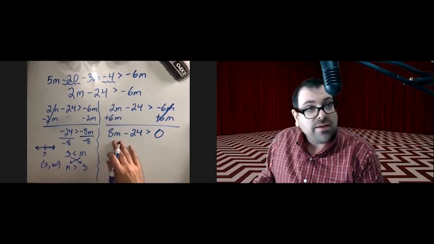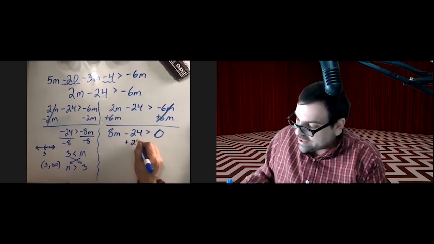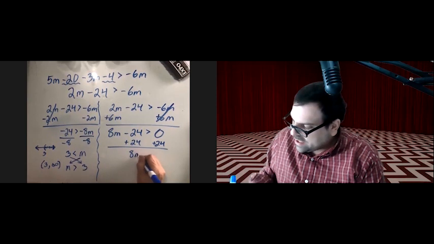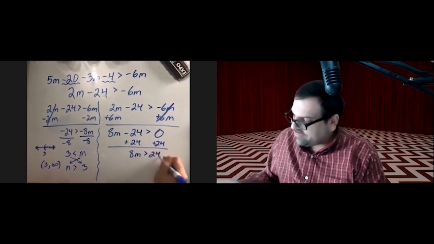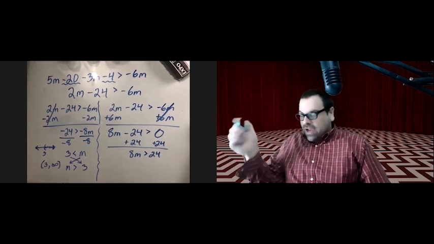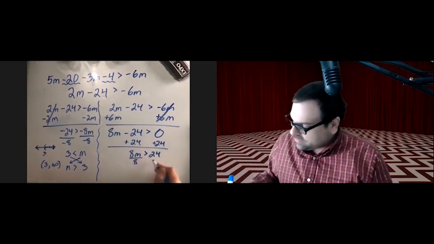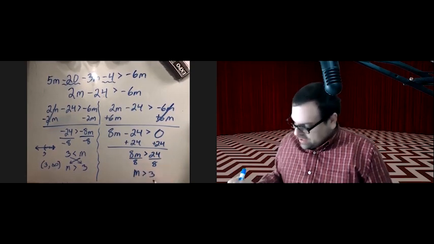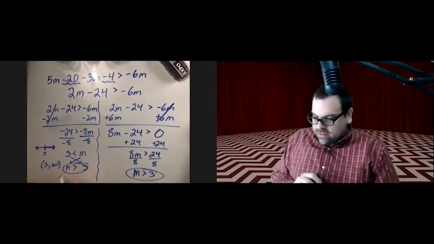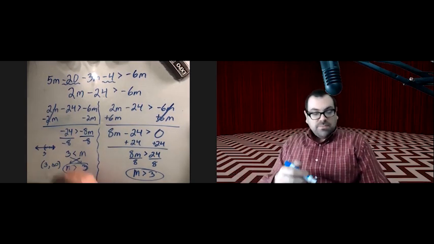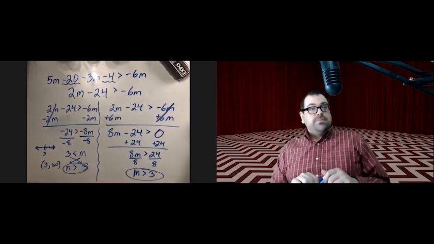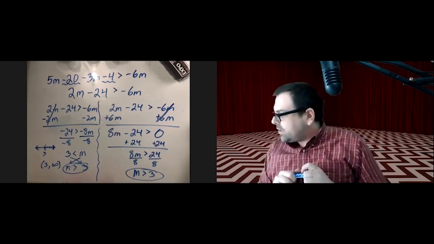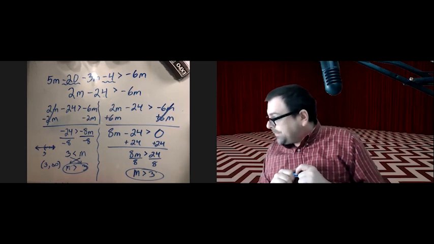Leaving the m's on the left, I would then go ahead and add 24 to both sides. And then look at that. 8m is greater than 24. No multiplying or dividing by a negative going on here. Just dividing by 8. m is greater than 3. Will you look at that? Same answer. So same graph, same interval notation. So either way, we get m is greater than 3 here.